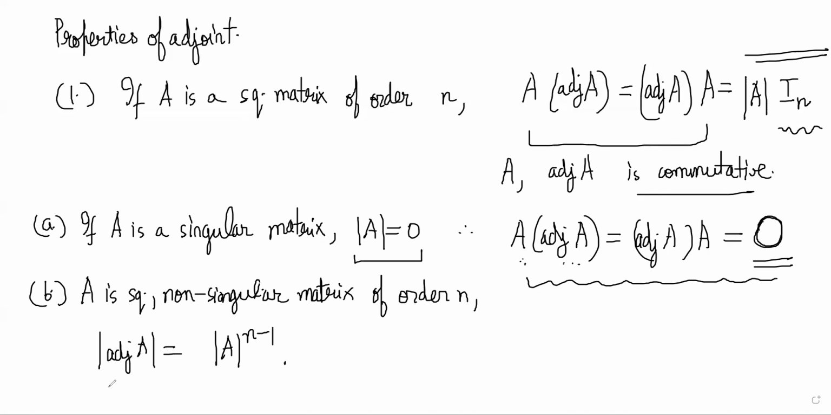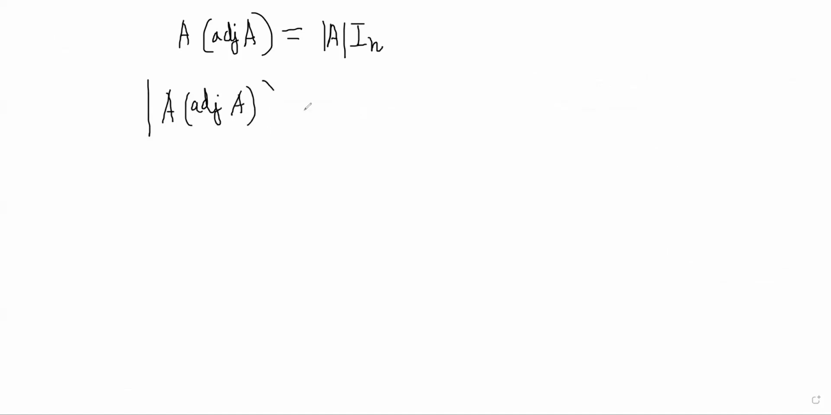Okay, this property, you know how it comes, right? How does it come? So we know that A into adjoint of A is det A into identity. So we can take the det of A into adjoint of A. So that's basically taking det A into identity. So you can take det A outside, so det of identity.